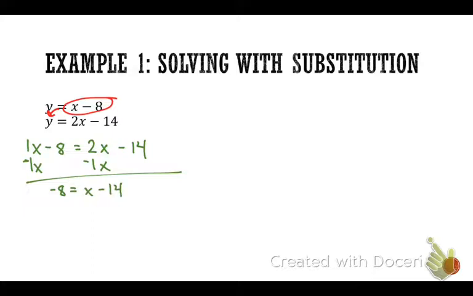All right, so what do you do now? How do you get x by itself? How do you solve for x? Yes, do the opposite. You need to add 14 to both sides. Negative 8 plus 14 is positive 6. X equals 6.